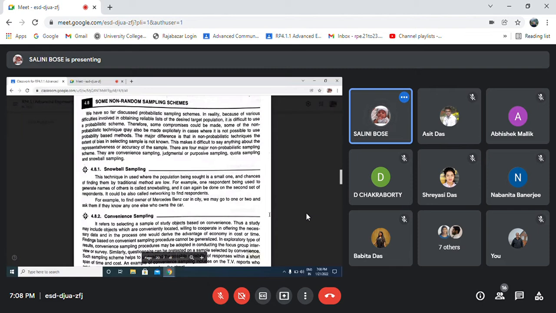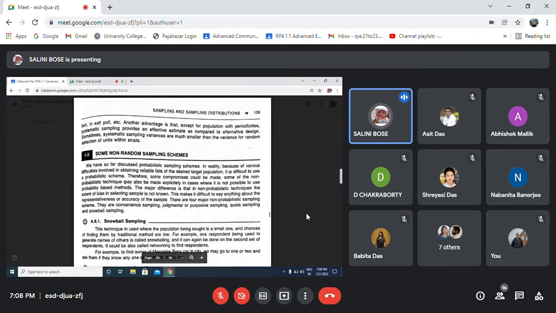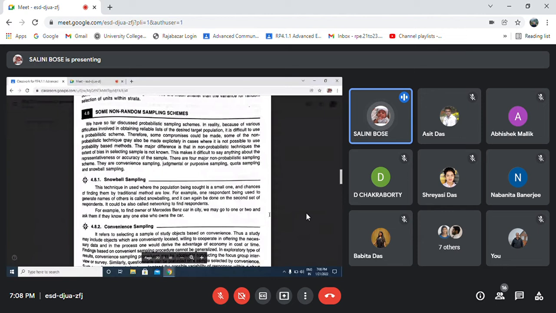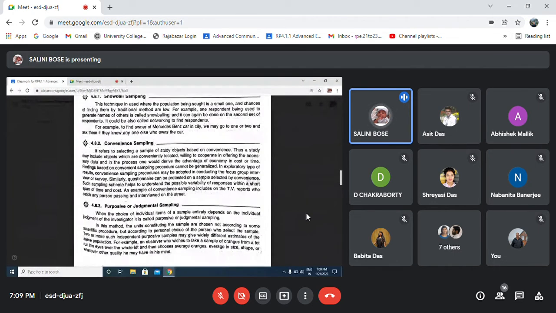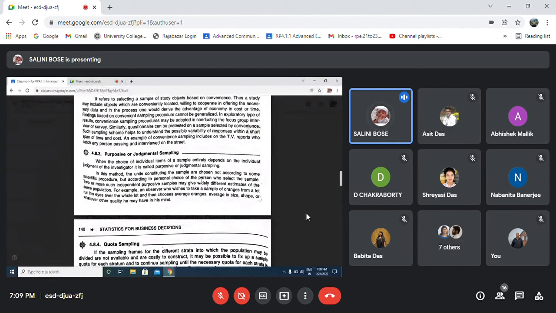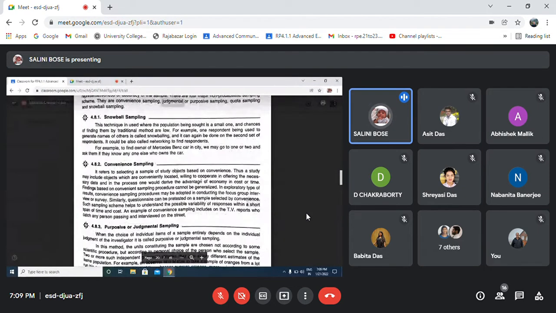And after completing random sampling, now there are some non-random sampling schemes. Those are non-random, meaning they do not deal with probability. No probability techniques are considered. Those are called non-random sampling schemes. Some of the non-random sampling schemes are snowball sampling, then convenience sampling, then purposive or judgmental sampling, and the last one is quota sampling.